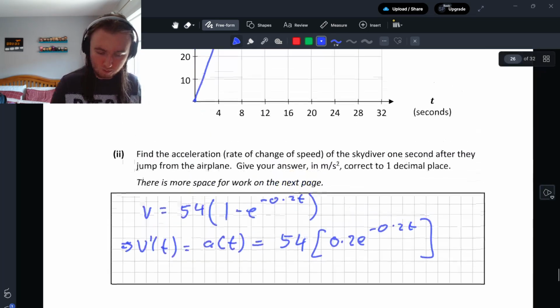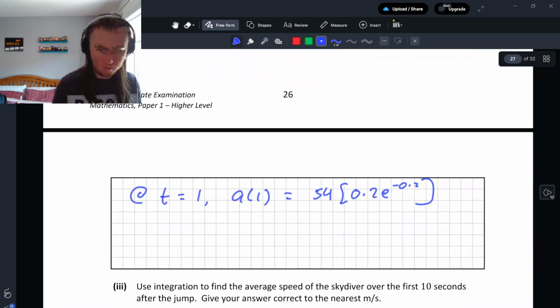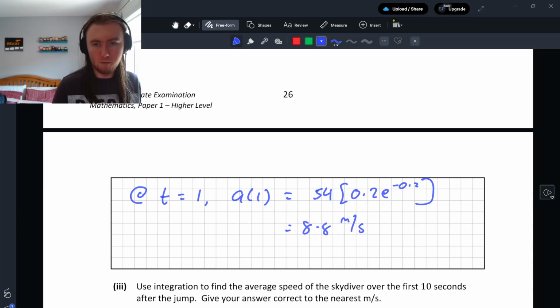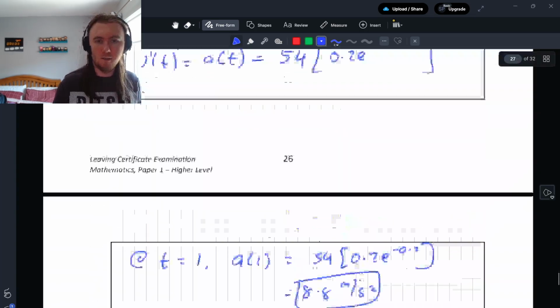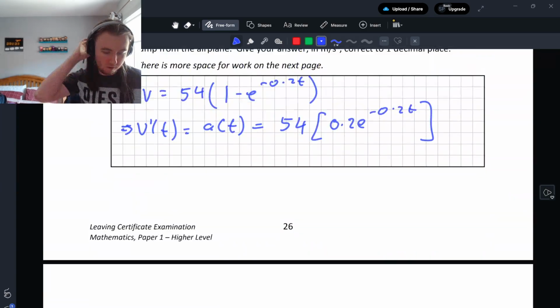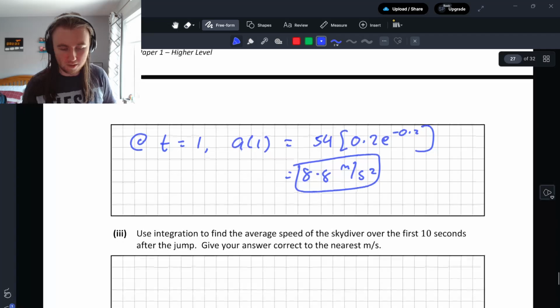Which to 1 decimal place was it? Yeah, 1 decimal place, so 8.8 meters per second squared. Pretty sure that's what the units are. Yep. Again, please do correct me in case I make silly mistakes.